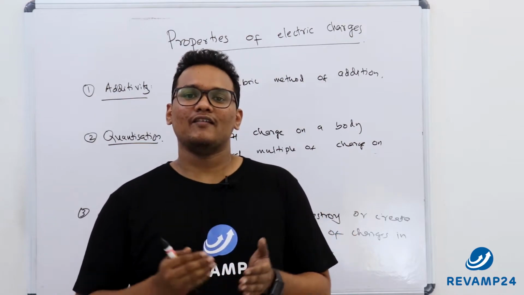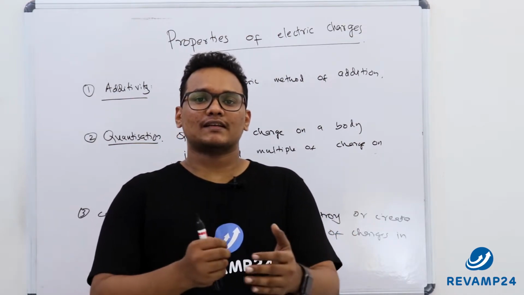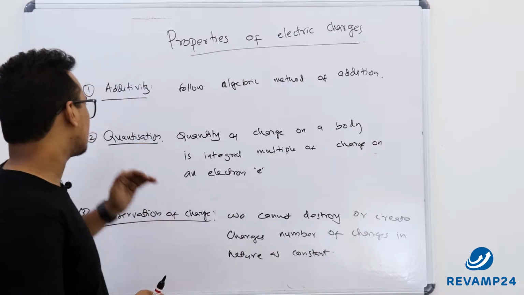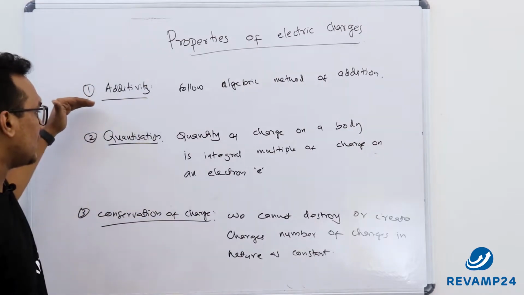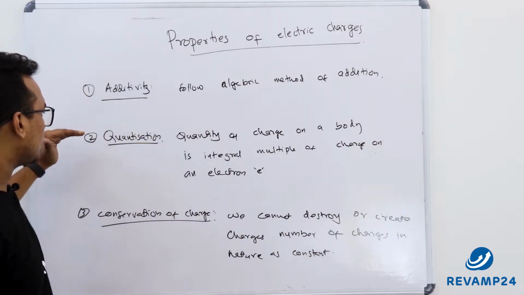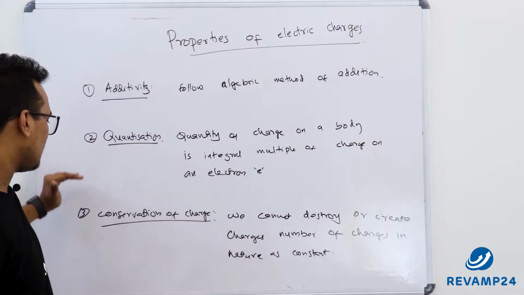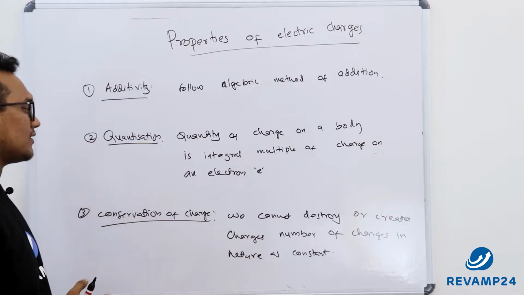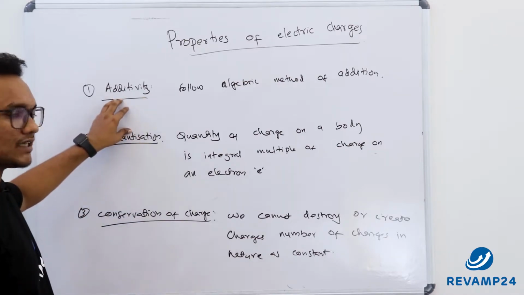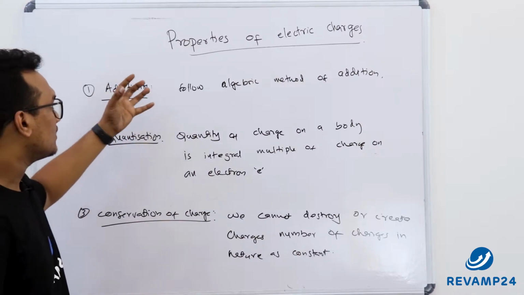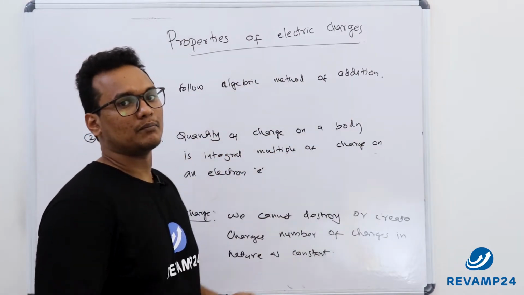In this video, I will explain the properties of electric charges. There are three important properties. One is additivity, next one is quantization, next one is conservation of charge. Now what is additivity? As the name suggests, charges can be added like numbers.